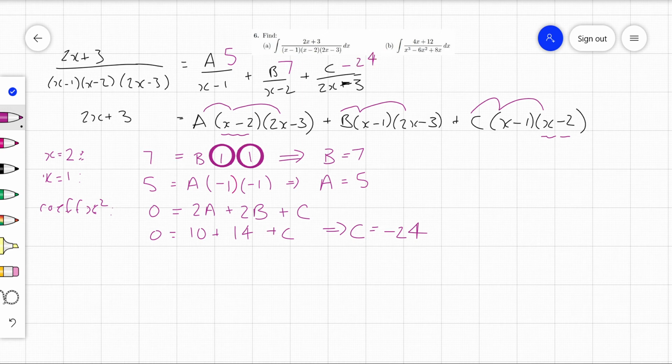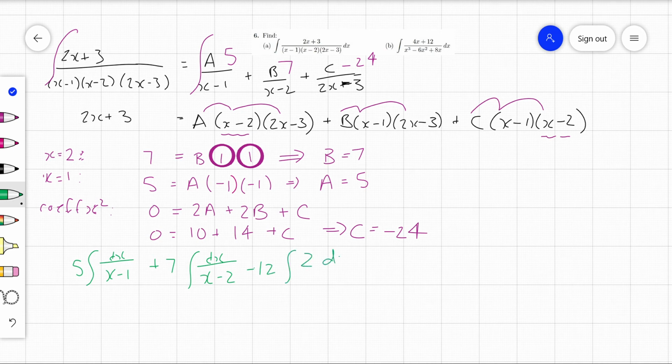Okay, so instead of doing the integral of this one, I'm doing the integral of this. So I've broken up the fractions. Now when I do that, you'll see I've got the integral of, if I put the 5 on the front, 1 over x minus 1 dx. Then I've got plus 7 over x minus 2 dx. Minus 24, except I need a 2 at the top because the derivative of 2x minus 3 is 2. So I'm going to say minus 12 and put a 2 at the top on 2x minus 3.